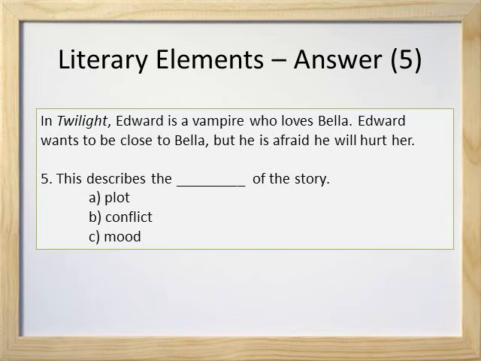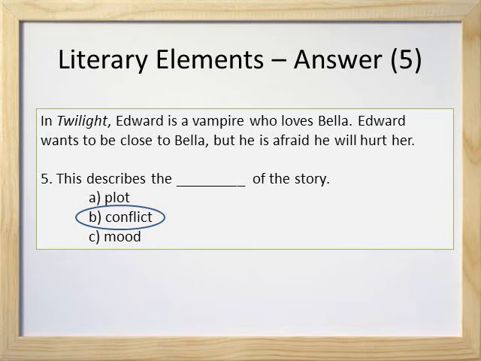The answer to number 5 is B, conflict. We know this is the answer because these words explain to us the problem that needs to be solved in the story Twilight. What is the problem? The problem is that Edward is a monster, specifically a vampire, who loves Bella but might hurt her. Because Bella and Edward fall in love, by the end of the story, they have to solve the problem that Edward might hurt her if he's close to her.